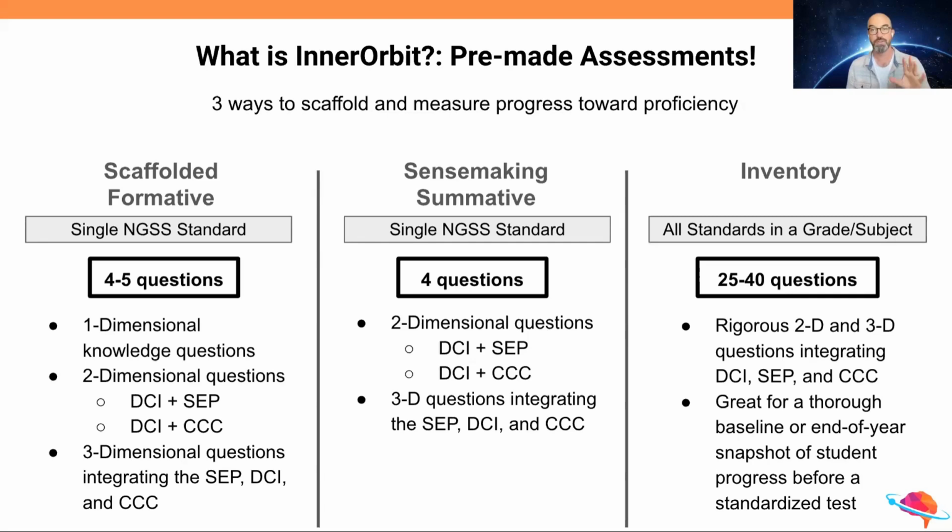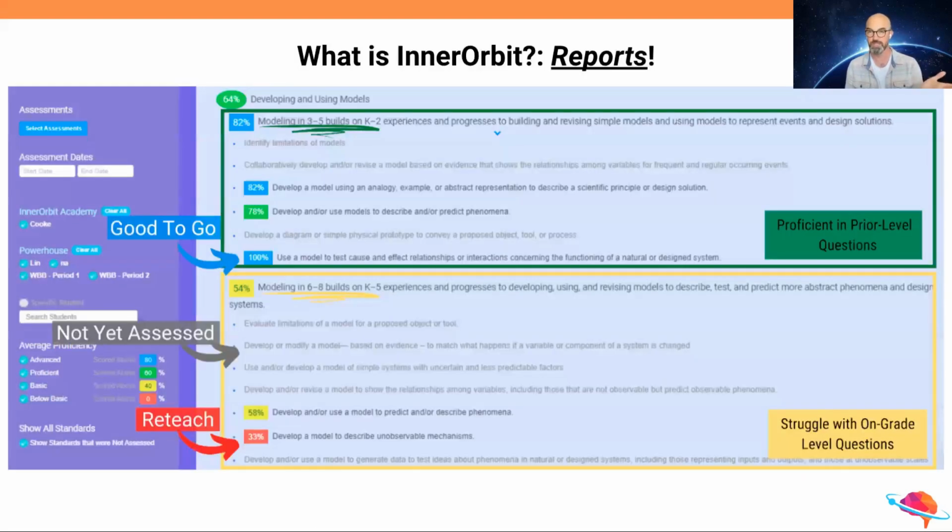Okay, so all of those questions, all of those assessments then feed into our reports. And so what we're looking to do is not make claims about students like did okay in developing models. That's what a state test will tell you. We're looking to be more specific and actionable than that. Instead, to say students did really well developing a model using an analogy, example, or abstract representation, but students struggled to develop a model to describe unobservable mechanisms. That's a very, very specific thing.